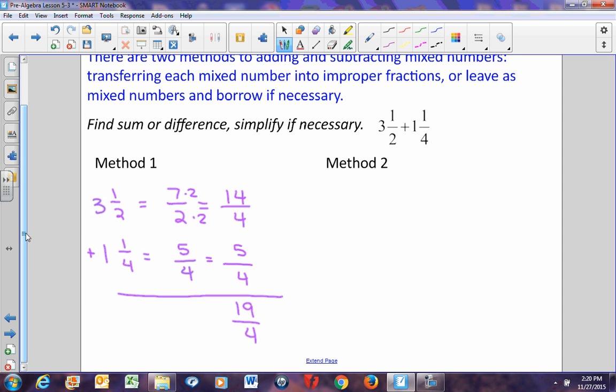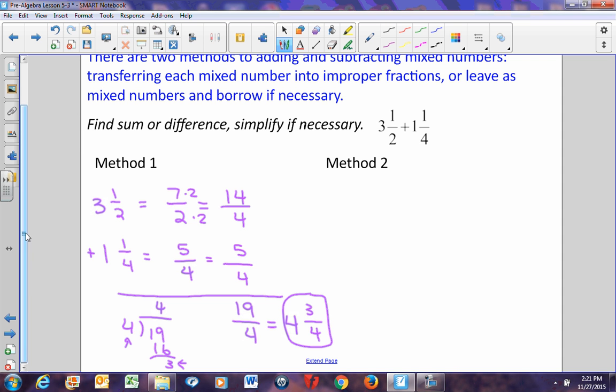And then I can transfer this back to a mixed number. 4 goes into 19 4 times, with 3 left over, so 4 3/4. Remember, 4 goes into 19 4 times 16. And this is my remainder, so that's my numerator, and this is my divisor, so that's my denominator. So it's 4 3/4.